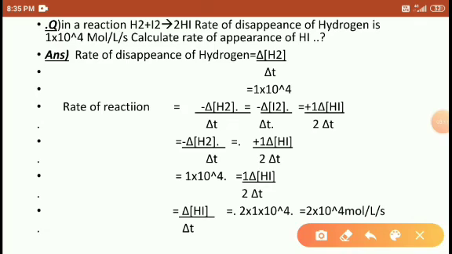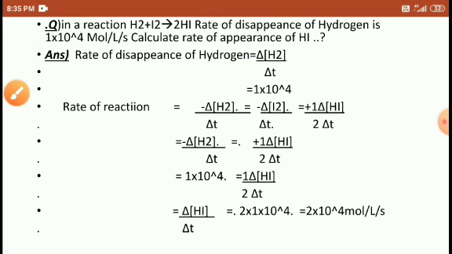So next question, students. Hydrogen and iodine both combine to form hydrogen iodide. The rate of disappearance of hydrogen is 1.1 into 10 to the power of 4 moles per liter per second. Calculate the appearance of HI. In this question, they have given the rate of disappearance of hydrogen. We have to calculate the rate of appearance of hydrogen iodide.